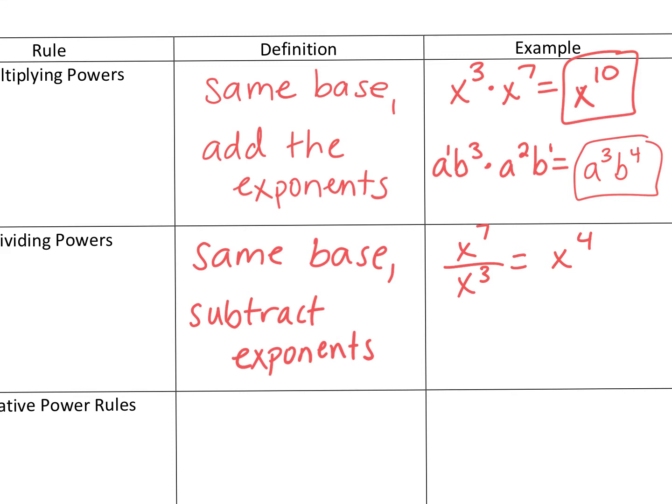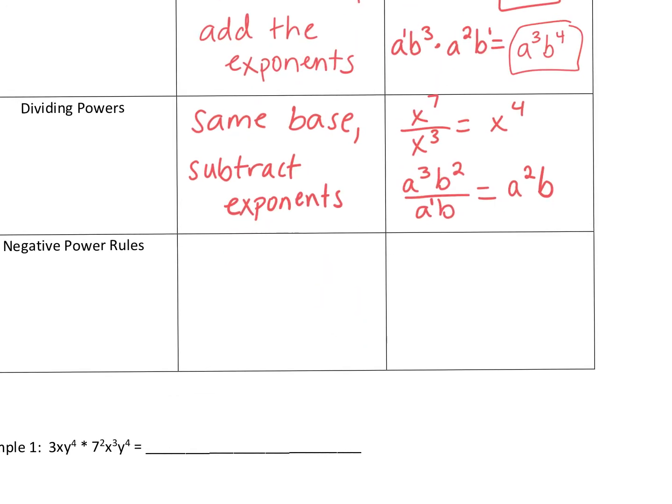Okay, we'll do one more. If I have a to the 3rd b squared over a b, so a to the 3rd over a would simplify to a to the 2nd, because again, if it's not written, it's a 1, so a squared. And then b squared over b? Just b. Good. b or b to the 1st. Questions on that? You guys are smart. Good.